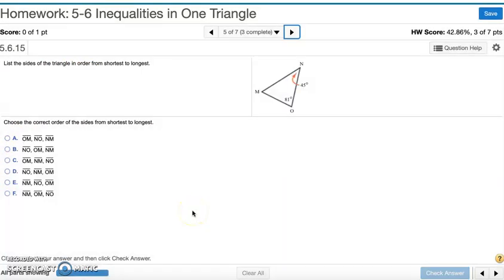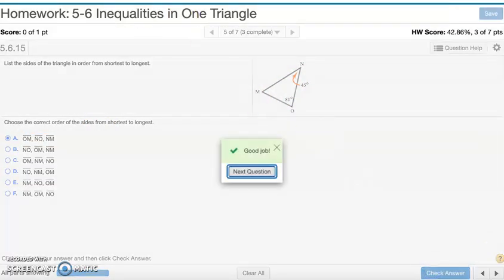Now number 5, we are doing the reverse and listing the sides of the triangle in order from shortest to longest. So we're doing sides instead of angles. Finding that third angle first, we add these two up and subtract from 180, and we get 54. So the smallest side will be across from N, which is OM. The next smallest will be NO, followed by NM. So we will choose A, which is number 5.